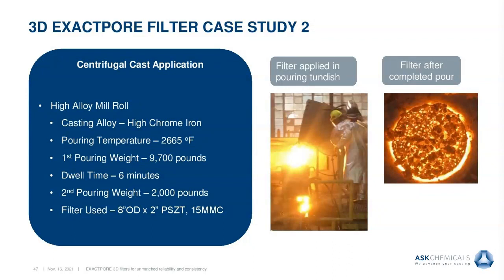After the 6 minutes, 2,000 pounds of an alternate alloy was poured to complete the 11,700 pound casting. If you look to the right, you can see the filter, the 8-inch 15 mmC filter after pour. There was a lot of oxides, inclusions, and slag that were trapped on top of the filter that was removed from the pouring system.